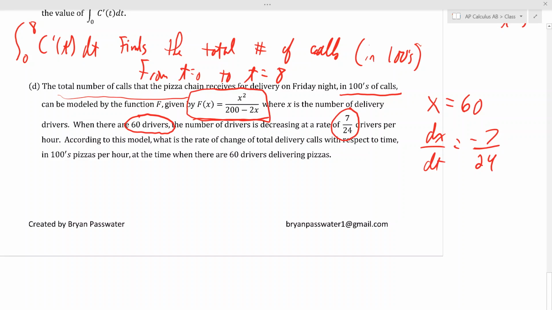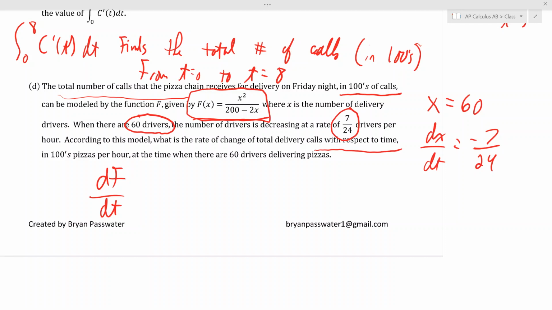So the rate of change of total delivery calls is just F prime, but it's with respect to time. A lot of students would just derive this the way it is and derive X to get a 1, and that's not how this is going to go. You have to derive X and get dx/dt because we're deriving with respect to time. So we're actually finding df/dt, which you can write as F prime, but it's kind of misleading because F prime of X looks like you're deriving with respect to X.